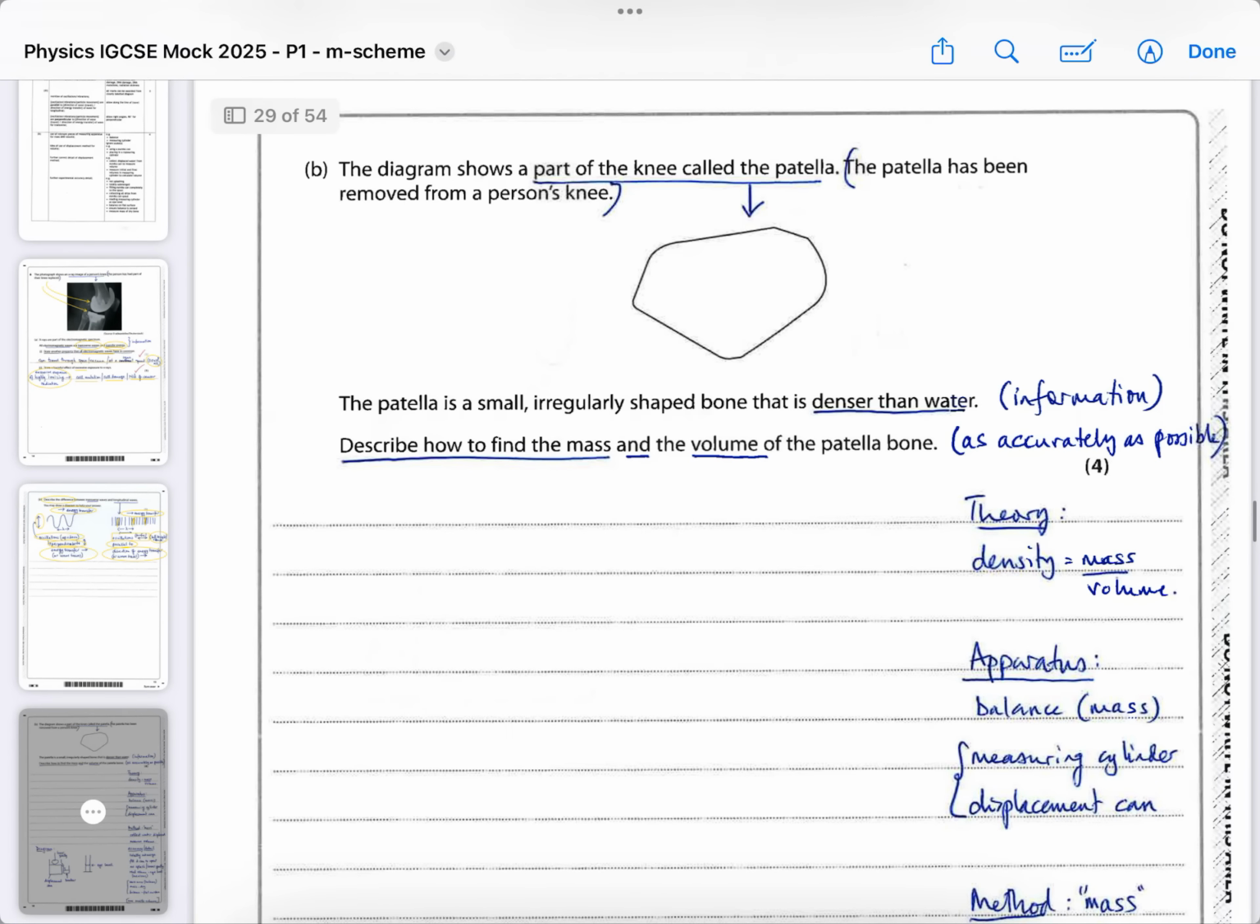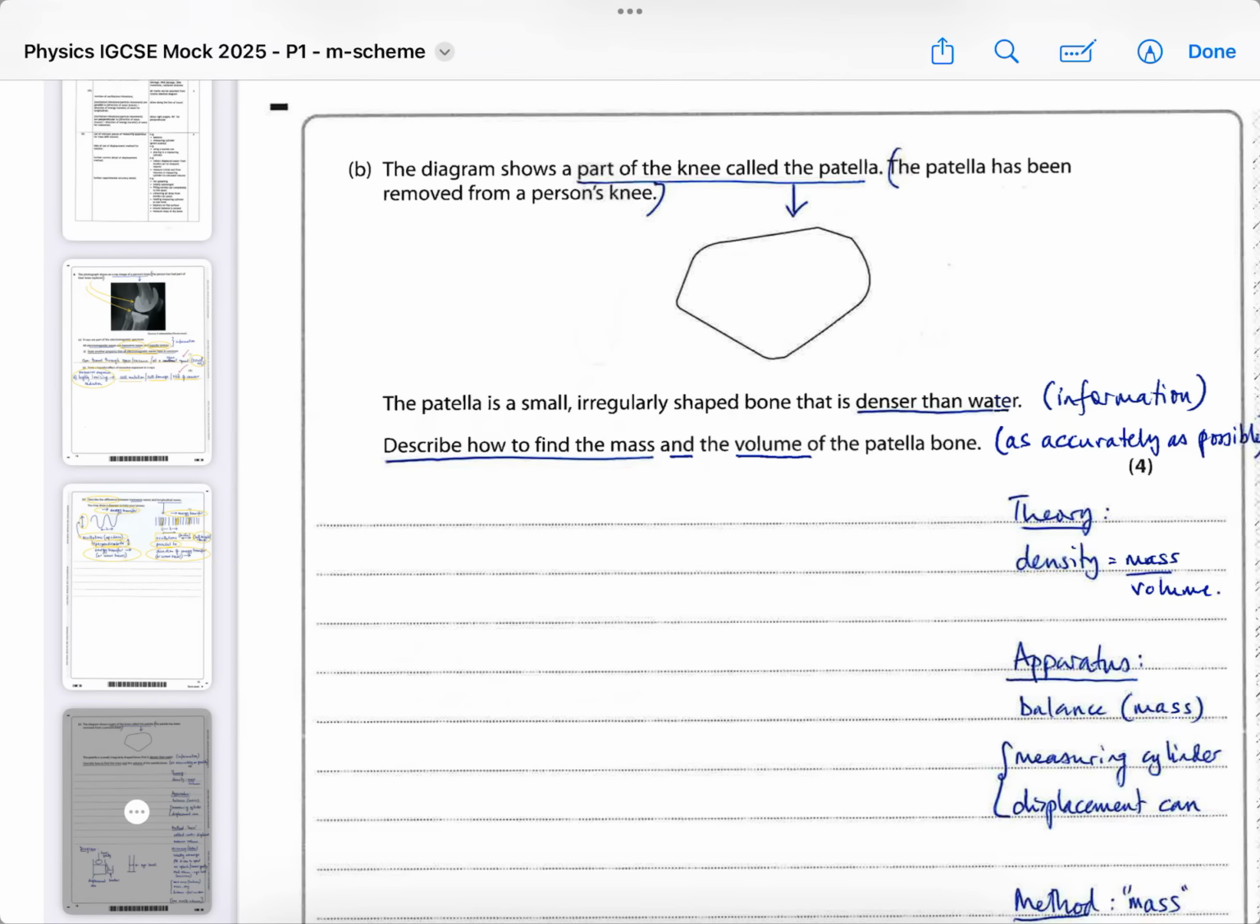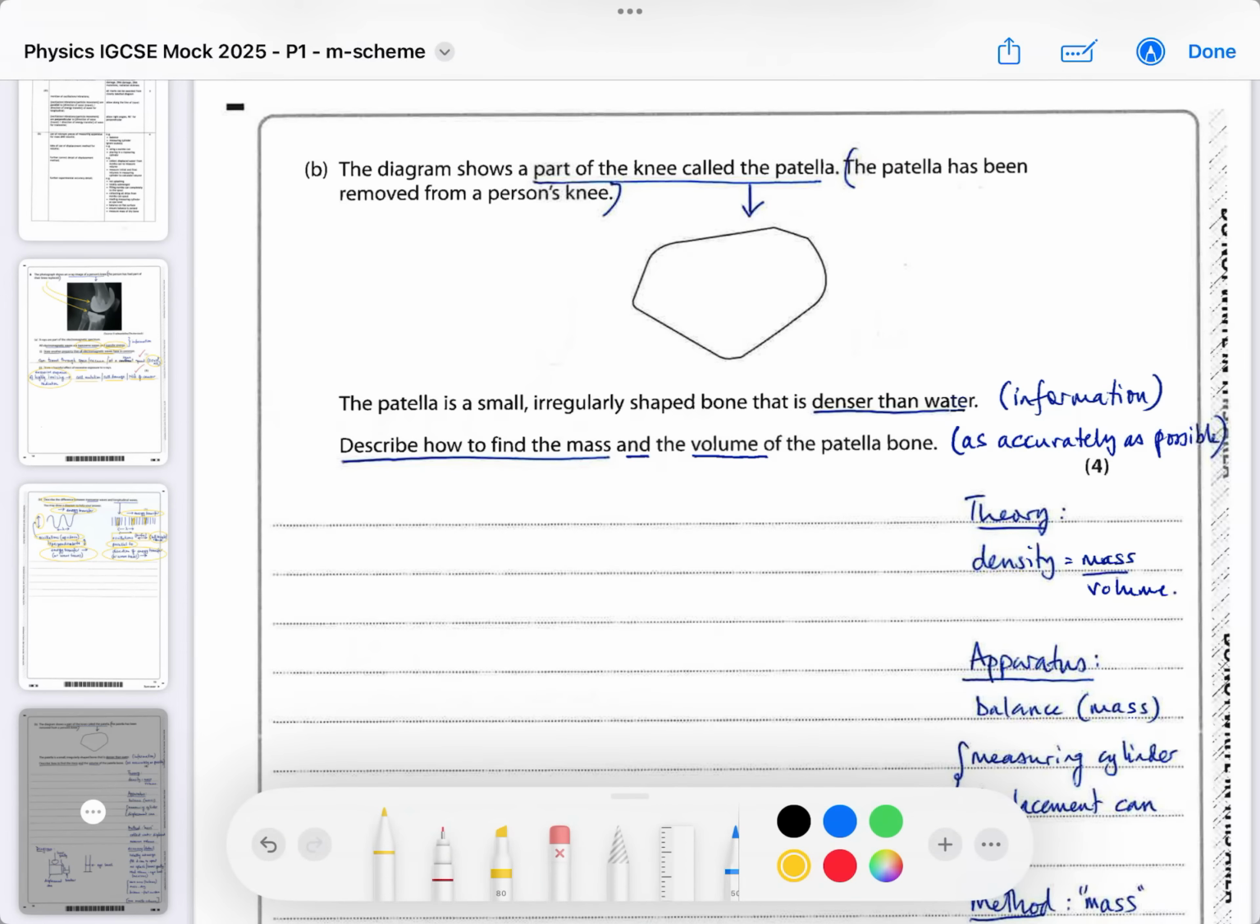It then says a diagram shows the part of the knee called the patella. Yeah? The patella is basically the kneecap. The patella has been removed from a person's knee. Oh dear. Maybe they want to replace it with a titanium knee. Who knows? I don't really know enough about it. So they've removed the patella, and this is the shape of it. It's a small, irregularly shaped bone.